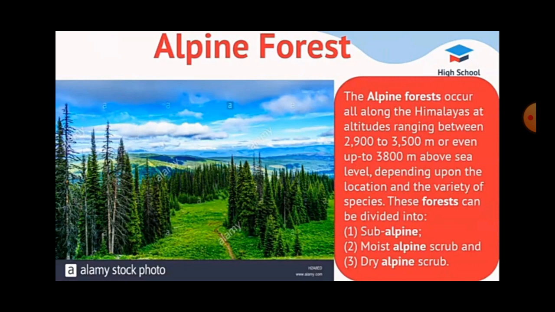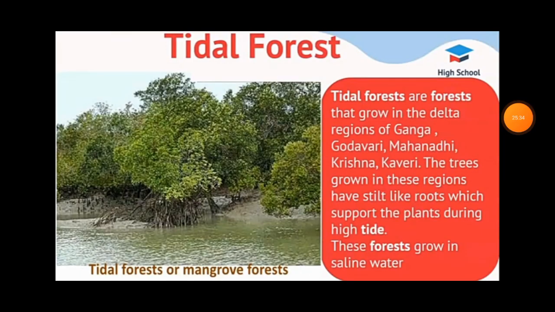Next we are going to see about tidal forest. These forests occur in and around the deltas, estuaries and creeks prone to tidal influence. They are otherwise called delta forests or swamp forests. The delta of the Ganga and Brahmaputra has the largest tidal forest. The deltas of the Mahanadi, Godavari and Krishna rivers are also known for tidal forest. These forests are otherwise called mangrove forests.